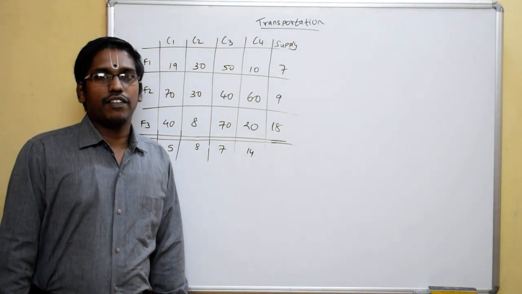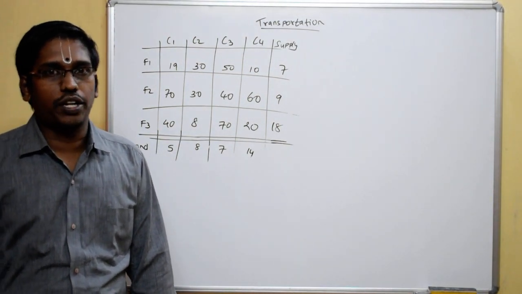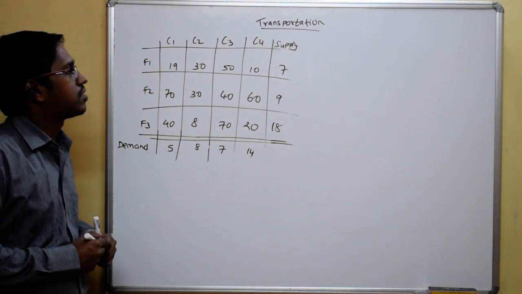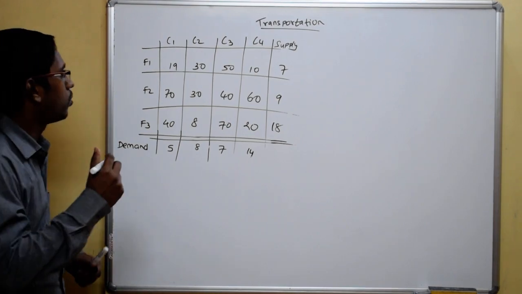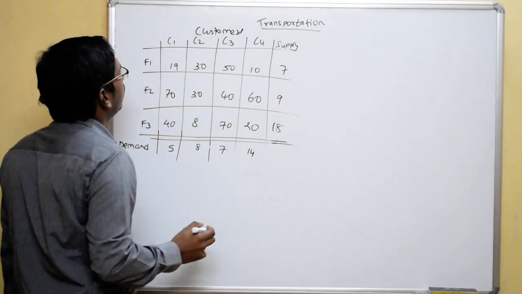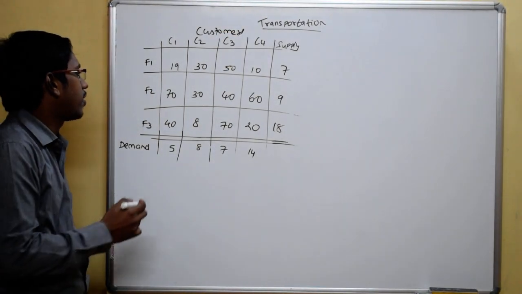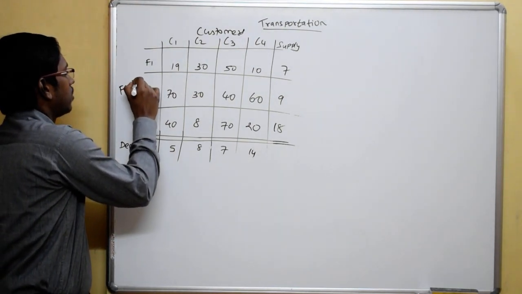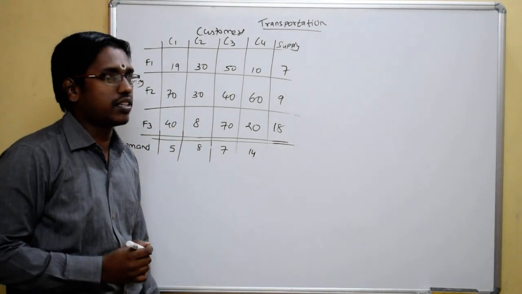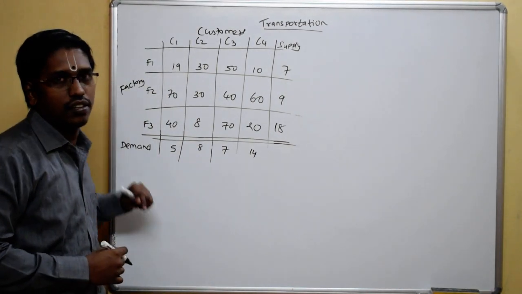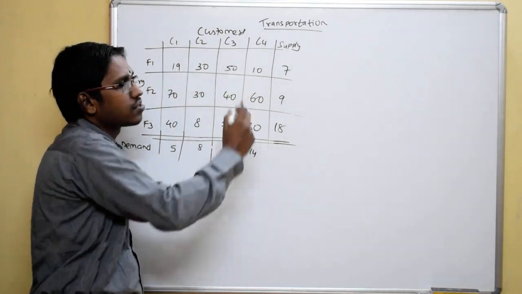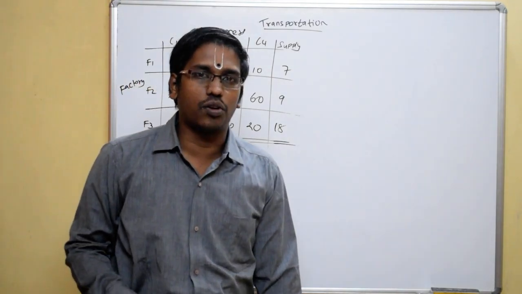In this clipping, we will learn the basics of the topic transportation. Now, we have got 4 customers C1, C2, C3, C4. So, let's put them as the customers, and we have got 3 factories F1, F2, F3. The first assumption is that the 3 factories are located at 3 different locations and the 4 customers are scattered across 4 different locations.